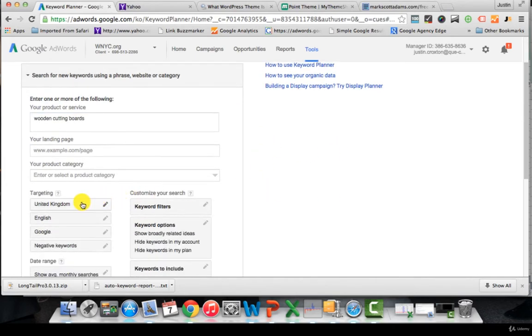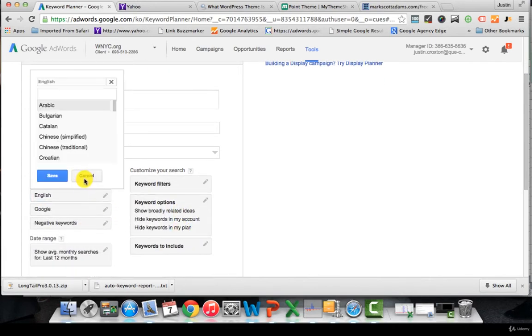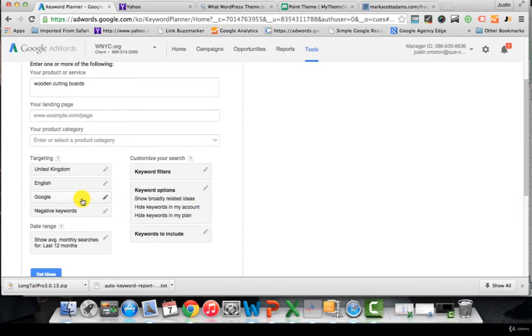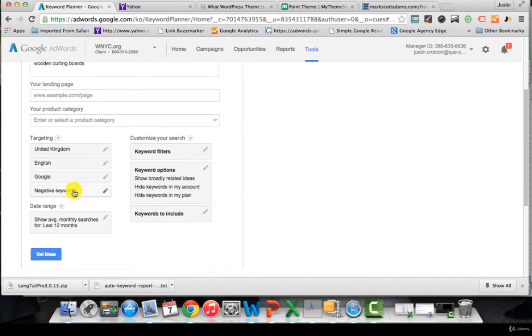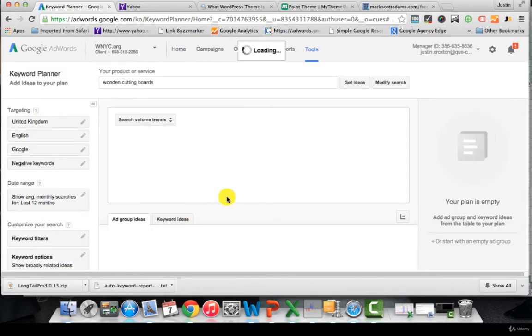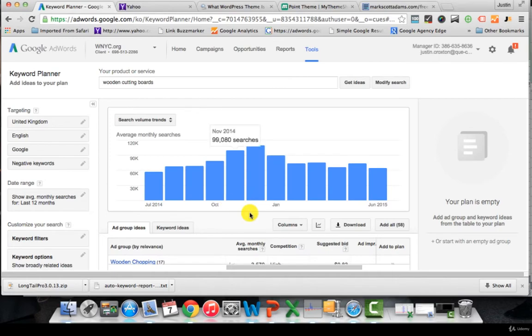All right. We already have United Kingdom picked out, which is great. English is the native language, which is great. Google's the primary. We're done there. No negative keywords. And we'll go out there and the tool will go and fetch some ideas for us.